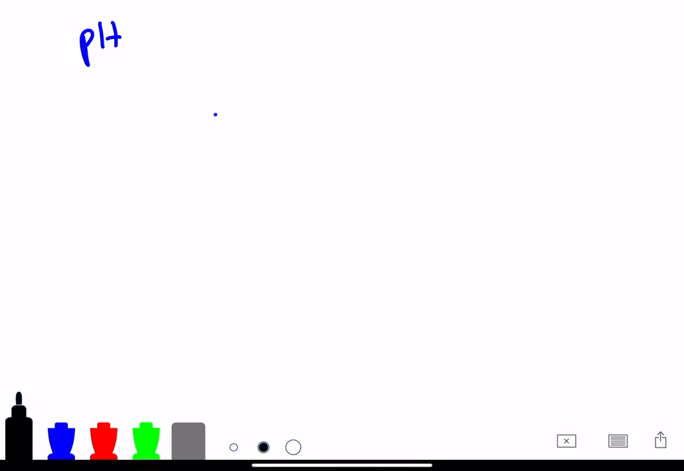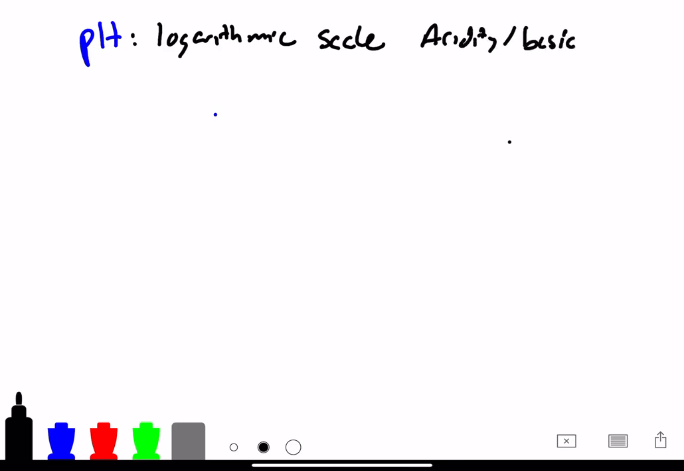Now, the pH scale is a logarithmic scale. And we use it to measure the acidity or basicity of a solution. So it's going to use the log base 10 scale, which means that every number we change is going to be a 10 times difference in the base, whether it's more acidic or basic.